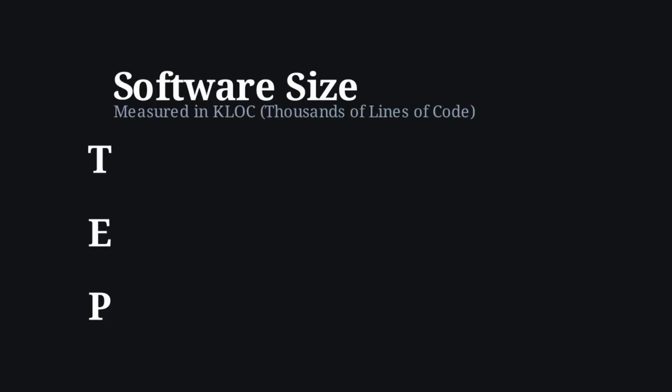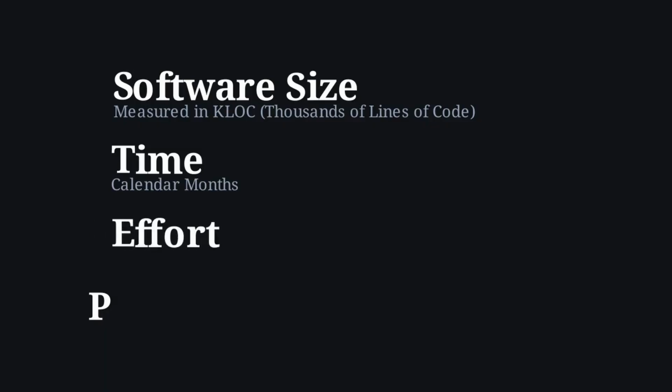This diagram represents a closed system built on four foundational pillars. These four variables dictate the operational reality of a software project. The S stands for software size. This represents the volume of the project, typically measured in KLOC, or thousands of lines of code. The T represents time, the total calendar duration from the project's start to its completion, measured in months.